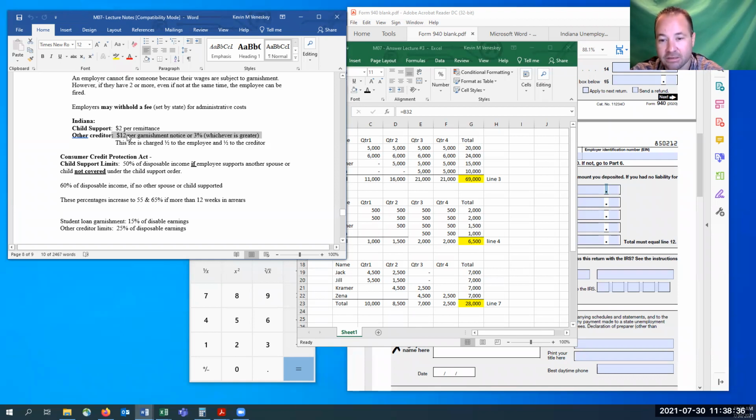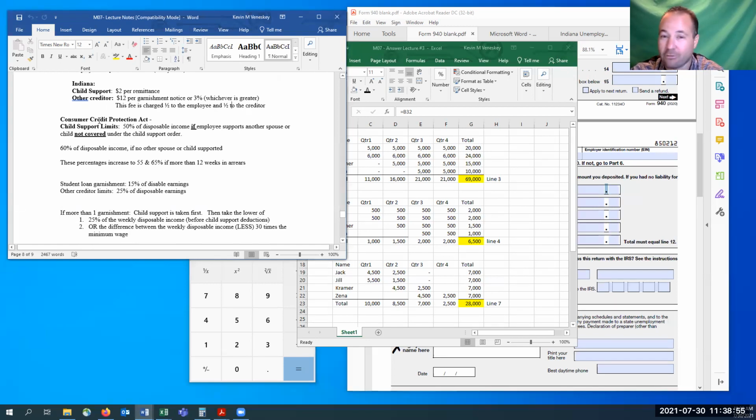And the fee, it's not all paid by the one person. It's going to be paid by the debtor and the creditor. Both have to chip in on that one. So they're going to take out $6 from the employee, and then whatever is supposed to be paid on, they're going to take out another $6 from their check, from their part.